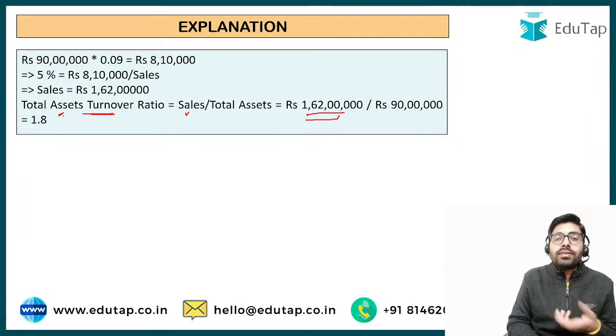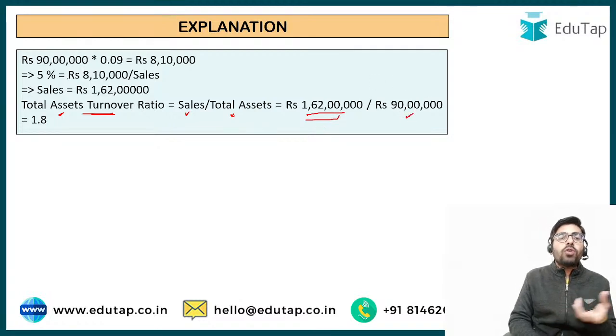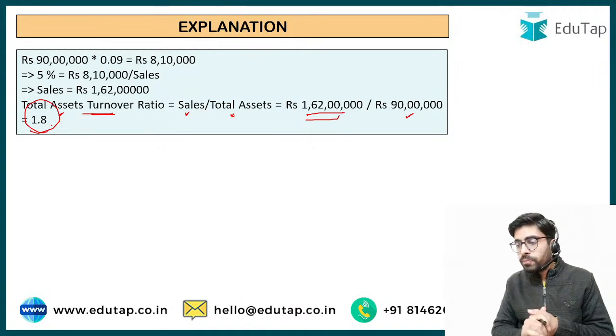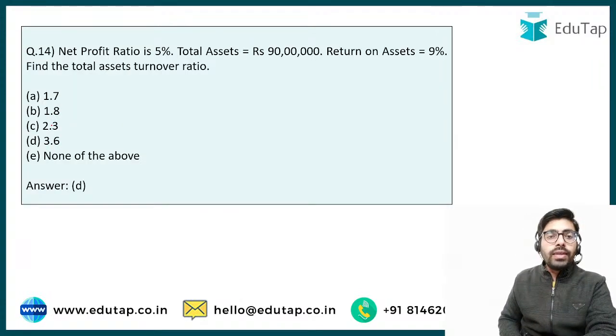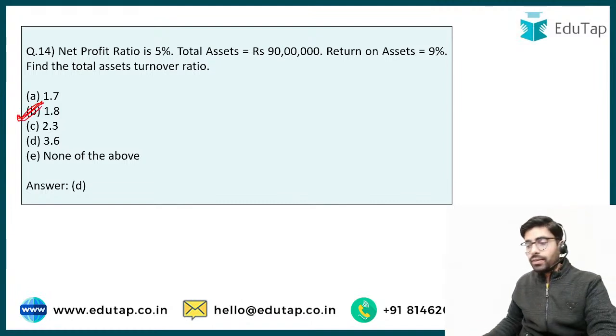In this case, we have to compute the asset turnover ratio, so we are going to do sales by assets. Sales we have computed as 160 lakh, assets already given in the question 90 lakh. So solving it is going to come out to 1.8. This is how you have to solve this problem. All of you who are saying answer as option number B are perfectly right. Option B is going to be the answer.